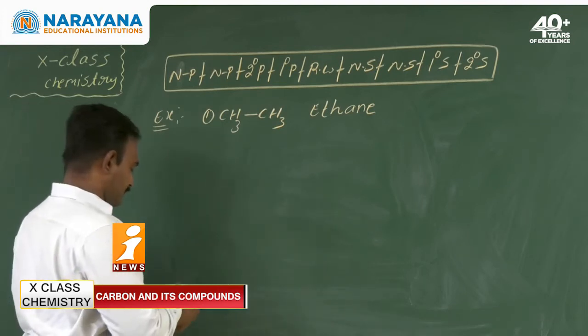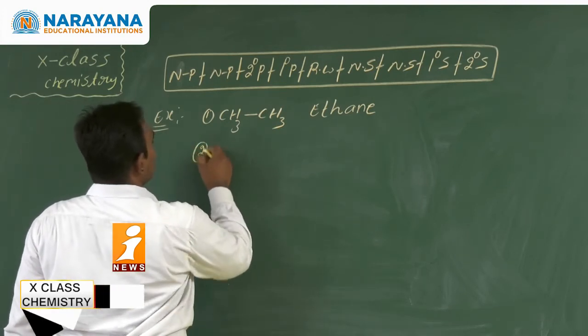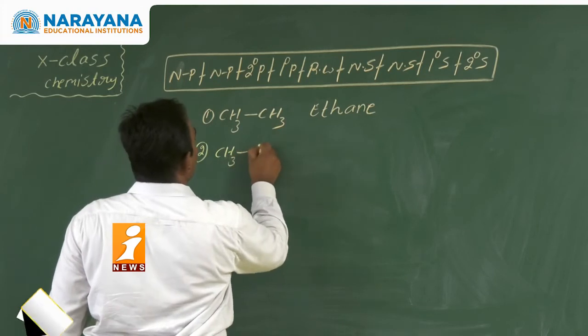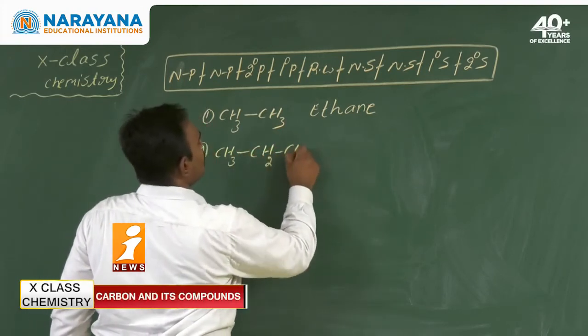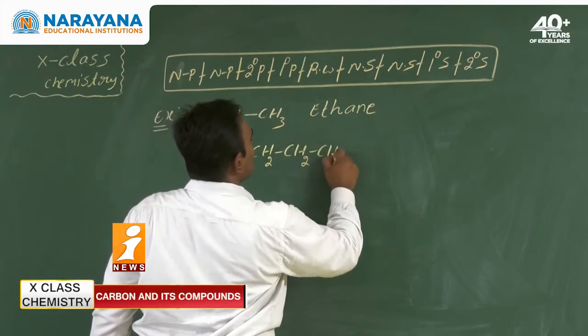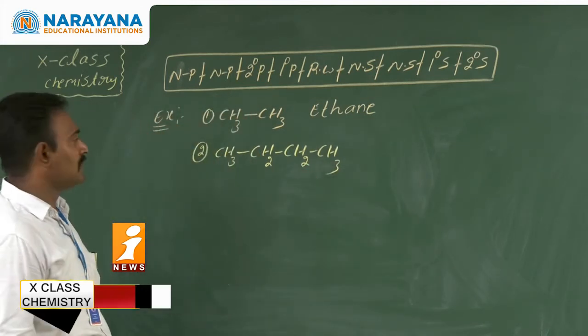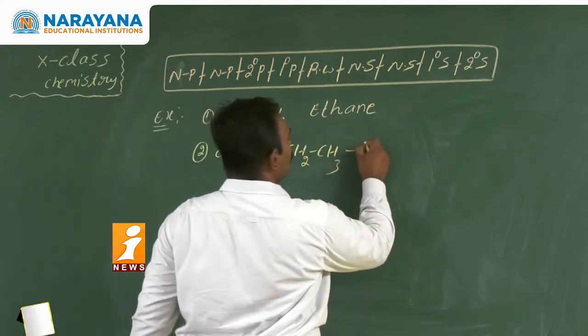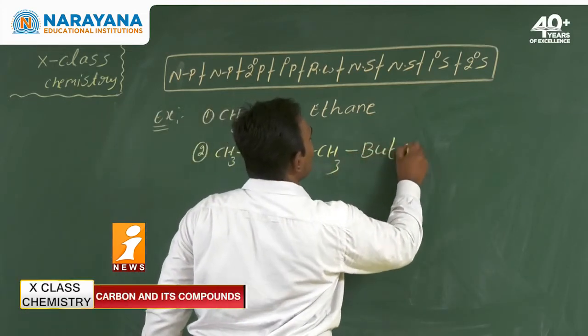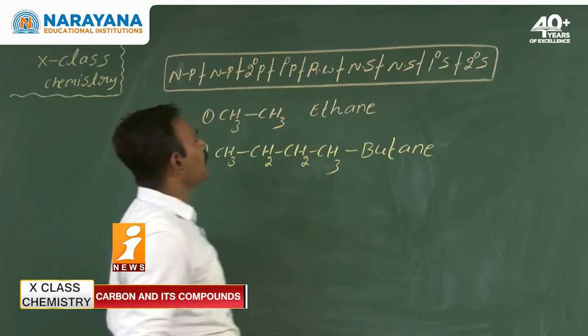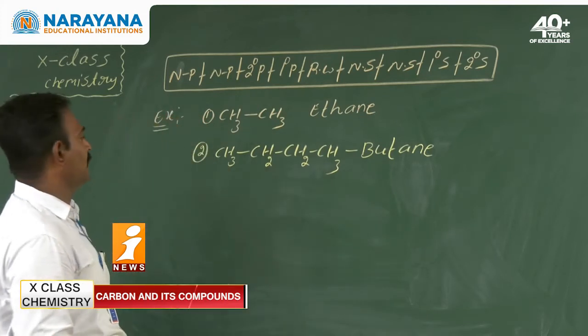Next here, second one: CH3, CH2, CH2, CH3. In this compound, how many carbons are there? 4 carbons. Then what is the root word? But. All single bonds only. So the name of this compound is butane.